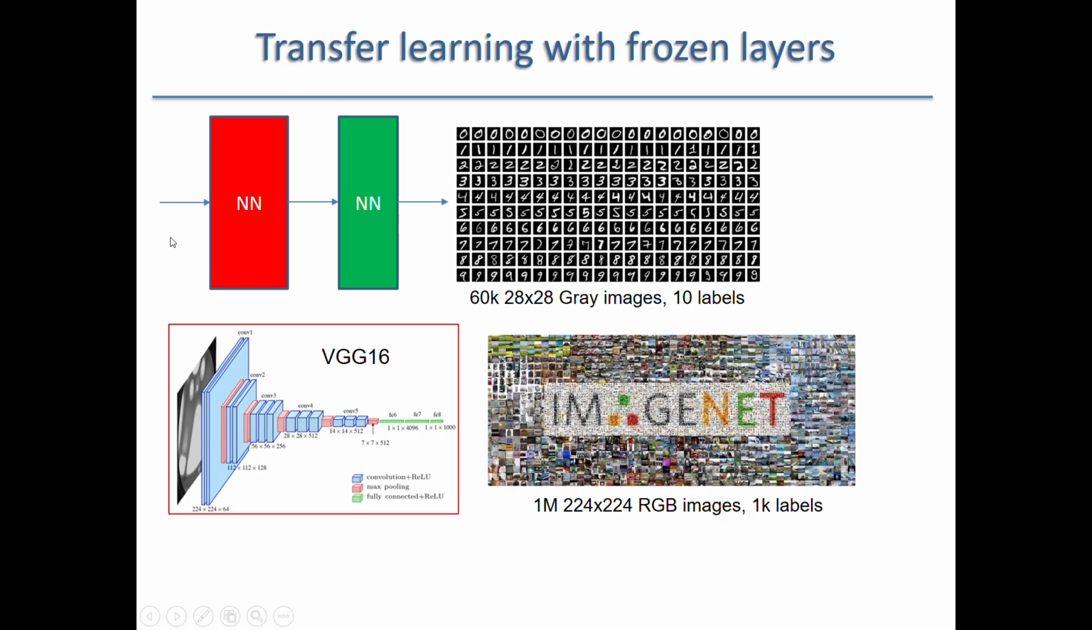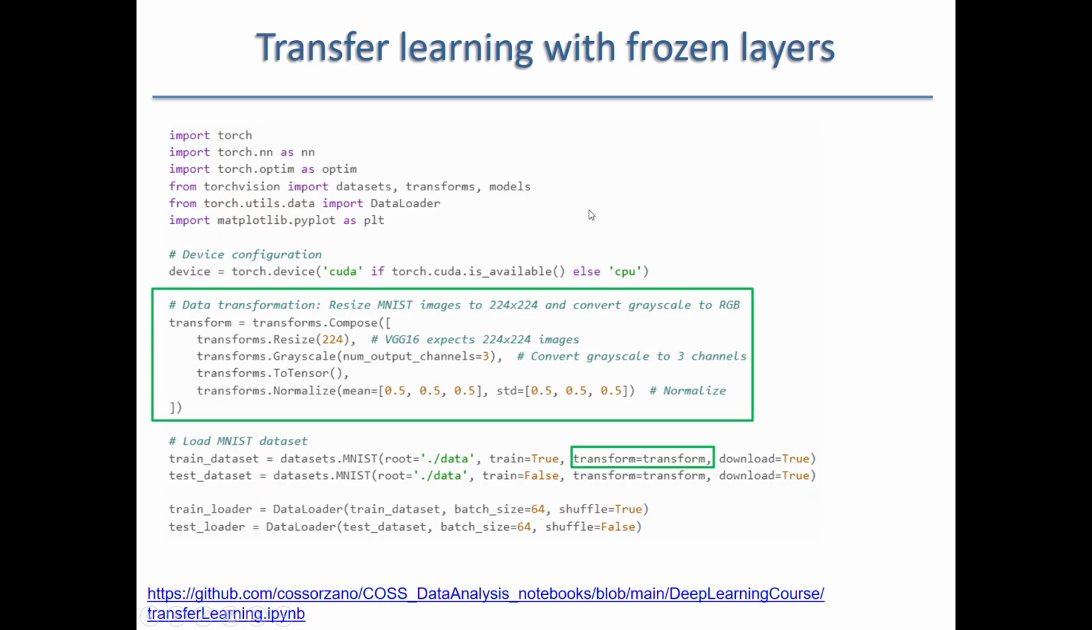So our network will be made of two parts. The first part will be some frozen layers from ImageNet. The second one will be our own neural network that tries to solve this classification task from the latent space of the previous one. So let's see that at the level of code.